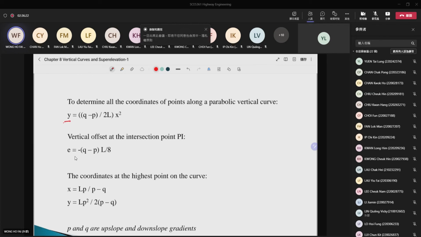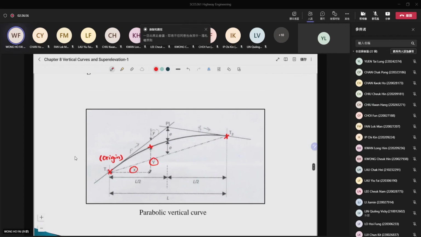Y is actually the y coordinate, which is equal to q minus p, divided by 2L, times x squared. While x is the x coordinate of any point on the vertical curve. P is the gradient on the left-hand side, while Q is the gradient on the right-hand side. And then E, we call that the vertical offset at the intersection point PI. E is actually right here.